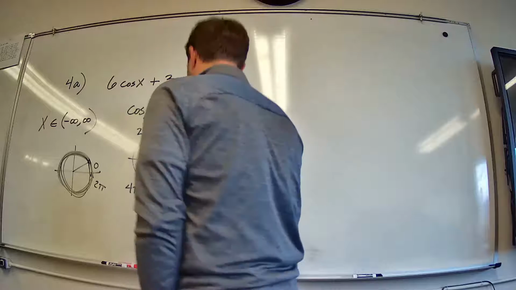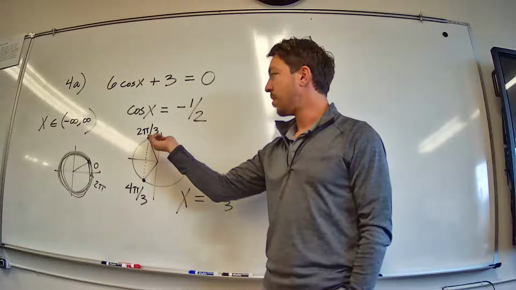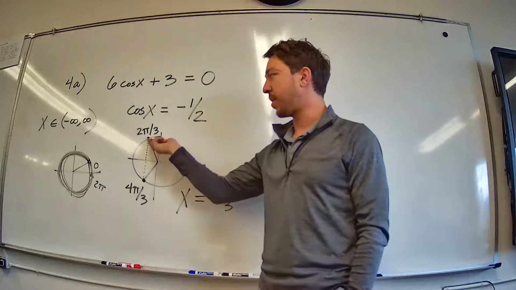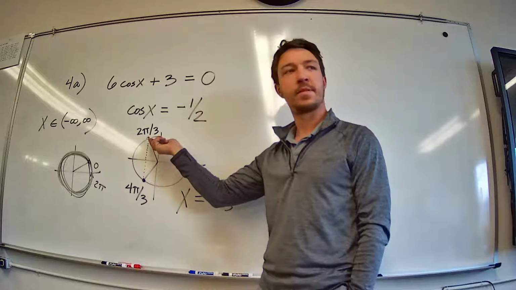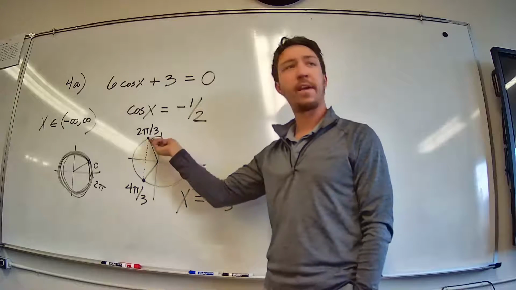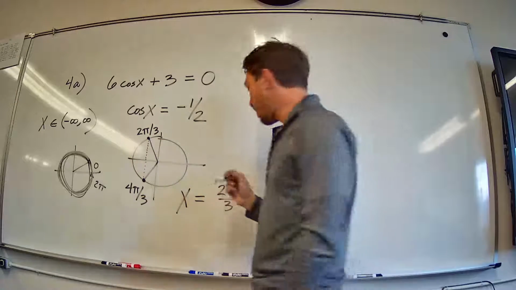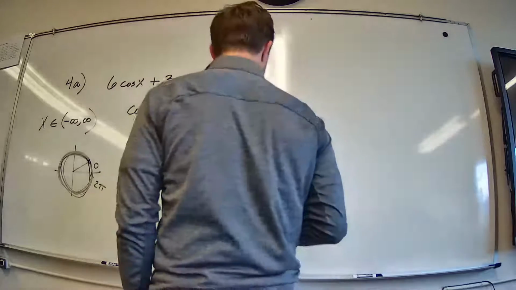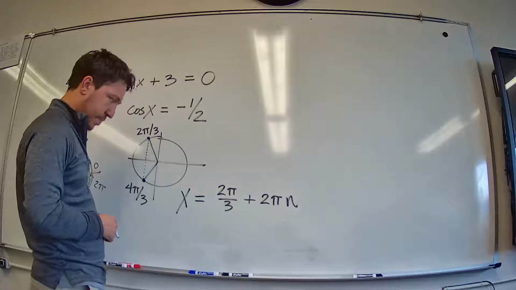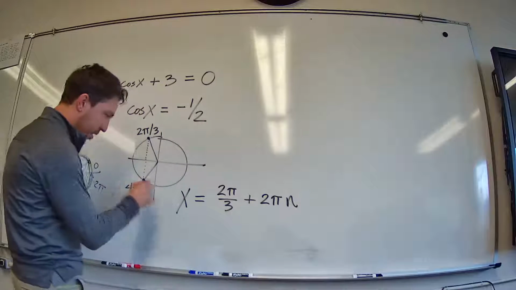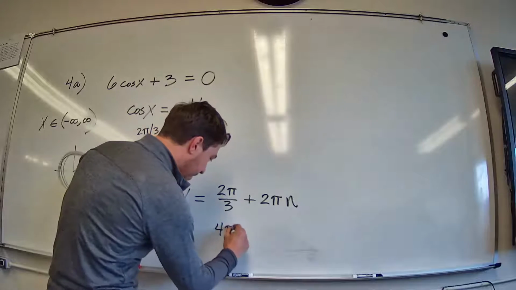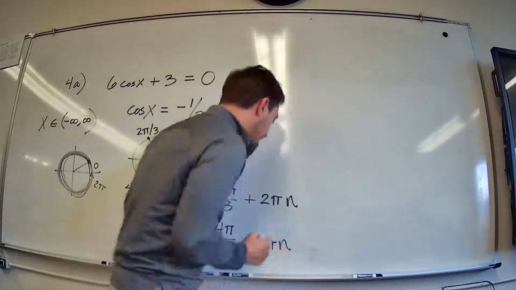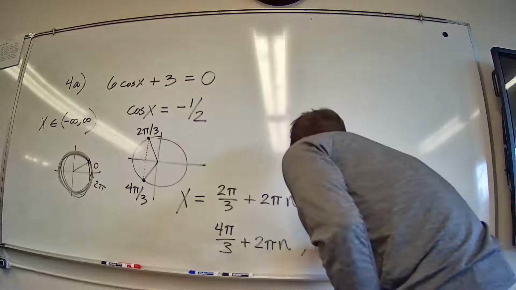So for the notation, if everyone's fine with the fact that 2 pi over 3 works, but also couldn't I add on another 2 pi and be 8 pi over 3? Or add on again, be 14 pi over 3? And just do that as many times as I want. So what you should do is you say plus 2 pi n. Then you do the same thing over here. You say 4 pi over 3 plus 2 pi n.